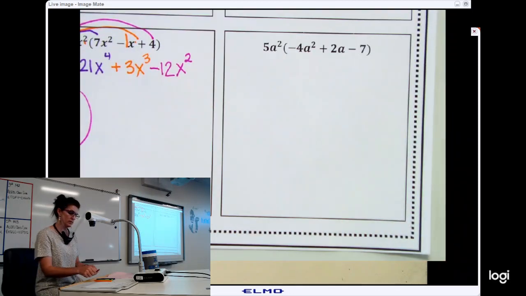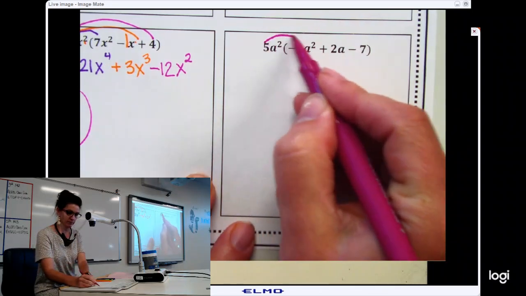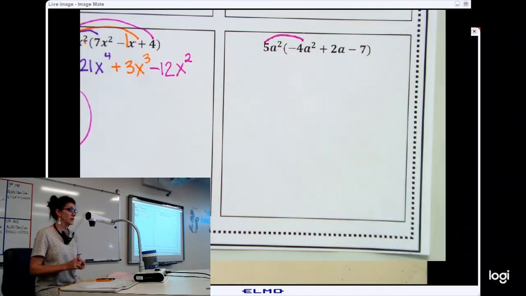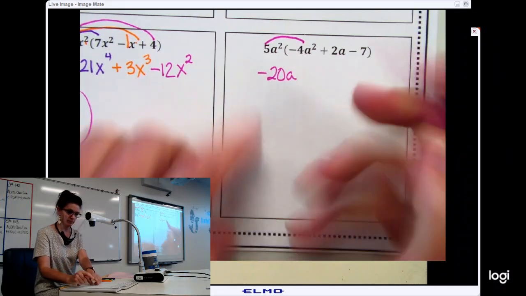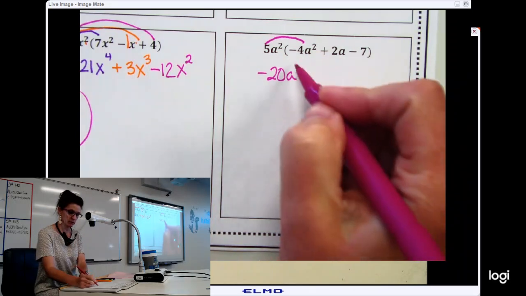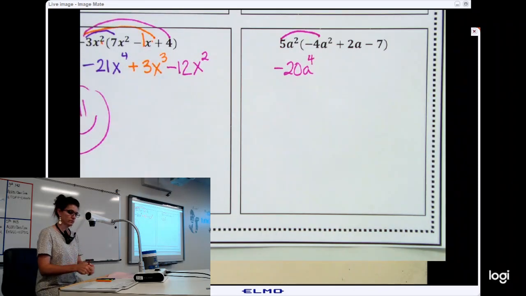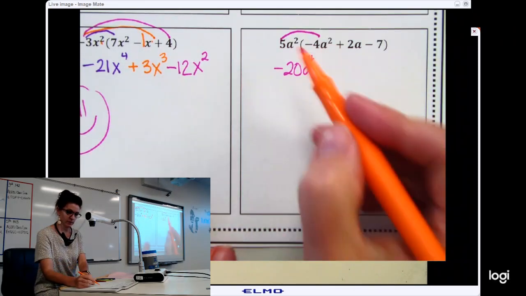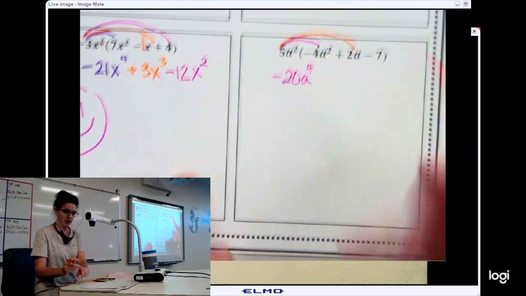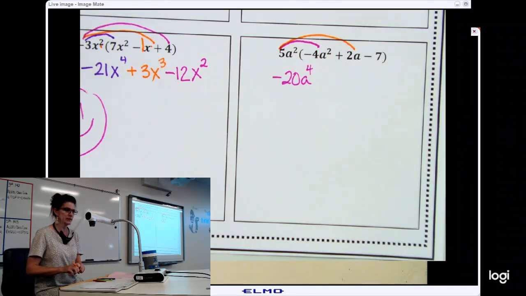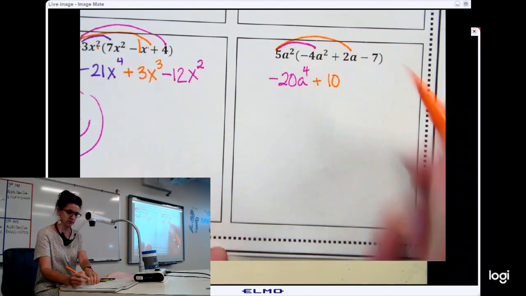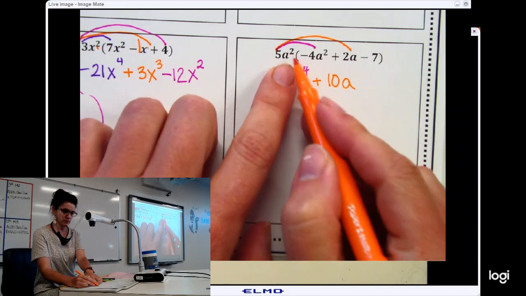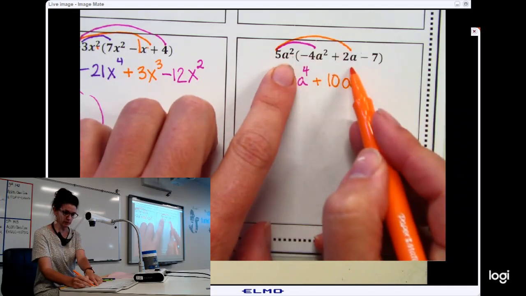All right, here's another very, very similar problem. We'll do it a little bit quicker maybe. 5 times negative 4. Negative 20. A to the what? 4. 2 plus 2 is 4. Good. Now to the next one. 5 times 2. 10. What kind of 10? That's why I know I can write plus 10, because it was positive. A to the what? 2 plus 1 is 3. Good.